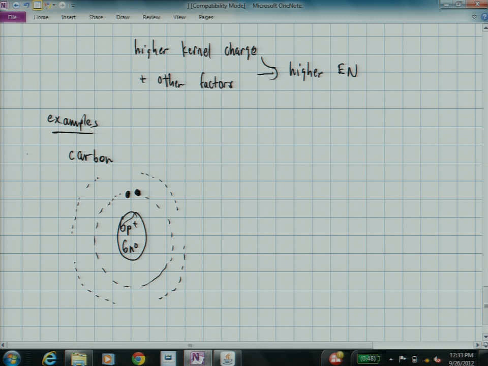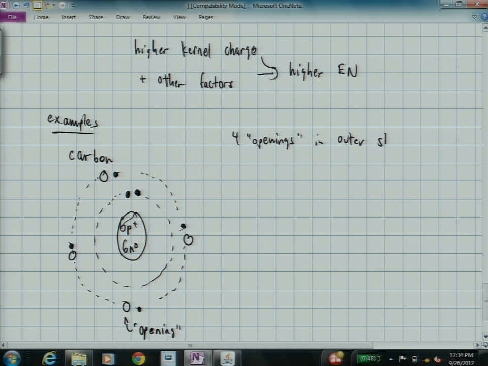And so we might call this an opening. So there's lots of empty seats on the bus. So the idea is there's 4 openings in the outer shell. Also 4 electrons in the outer shell. Therefore, we'll want, if you like, to form 4 covalent bonds.